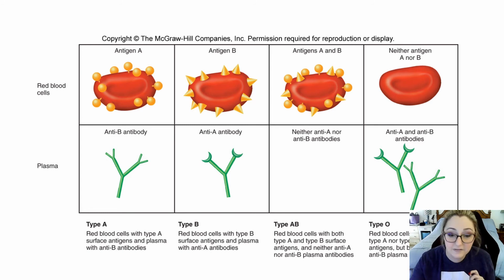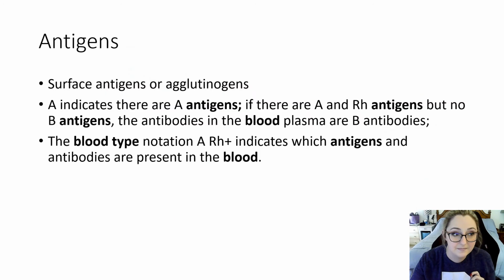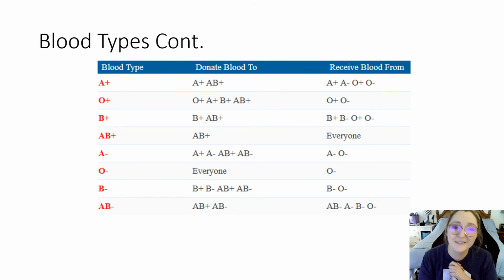And I believe the next slide is going to tell us a little bit more about antigens. But we kind of just covered all of that. Let's move on. There we go. This is what I was hoping was next. So we have blood types and who they can donate to and who they can receive blood from. I want you to know this slide. I think it's important to know who can receive what from where and who you can give to.